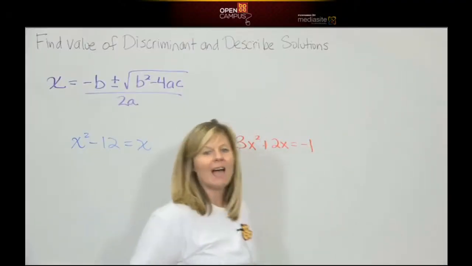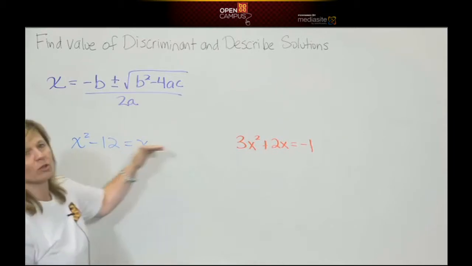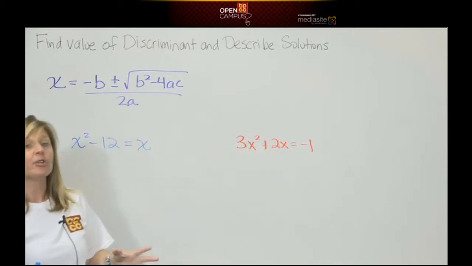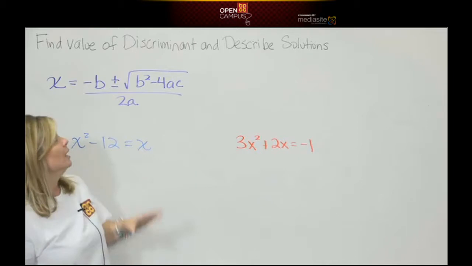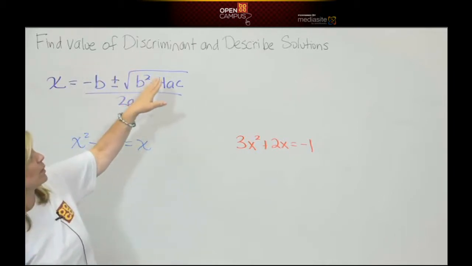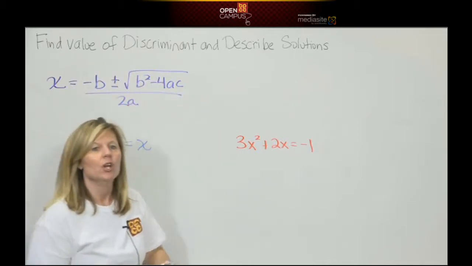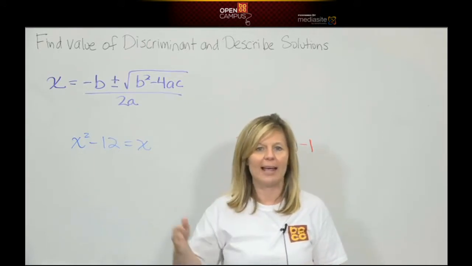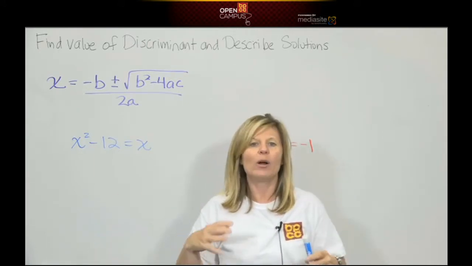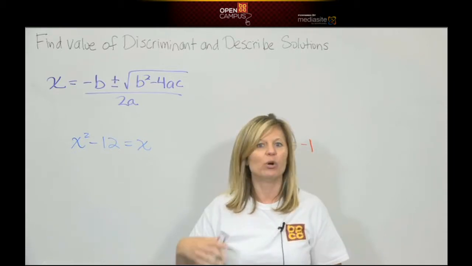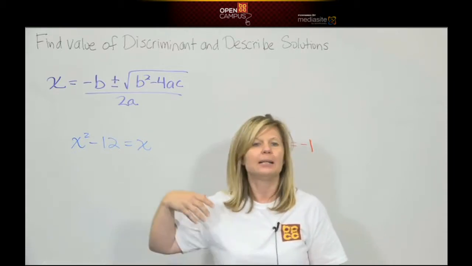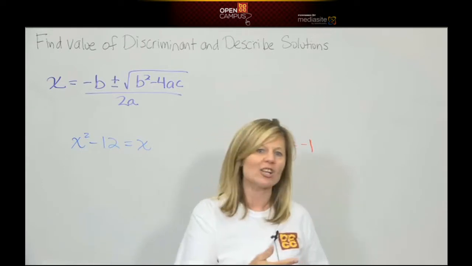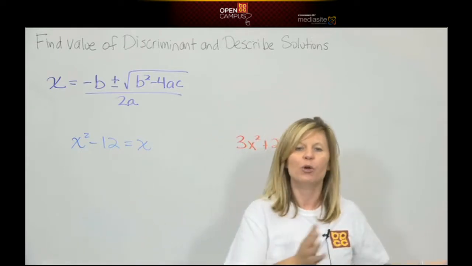Okay, everybody, I have up on the board two quadratic equations, but now the directions do not say to solve. They say find the value of the discriminant and describe the solutions. So what that's telling me is I don't actually want to know the actual answers for x. I want to know what the answers would be. Would they be real? Would they not exist at all? Would they be rational? Would they be irrational? Would there be two solutions?